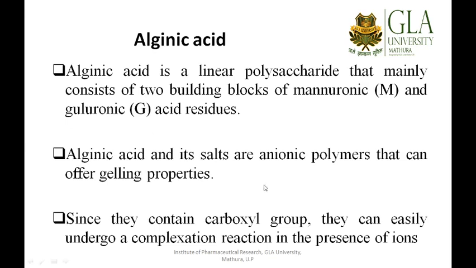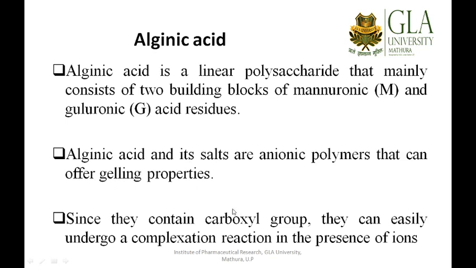So let me show you one beautiful example, alginic acid. Alginic acid is a linear polysaccharide that mainly consists of two main building blocks. First is mannuronic acid, and the other one is glucuronic acid. Both of these residues together build up alginic acid, and alginic acid and its salts like sodium alginate form anionic polymers and can offer gelling property.